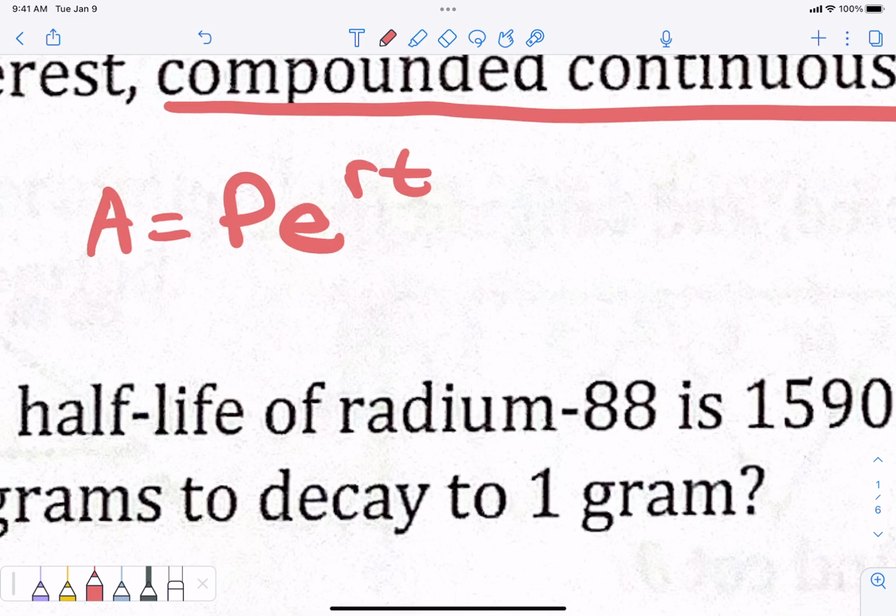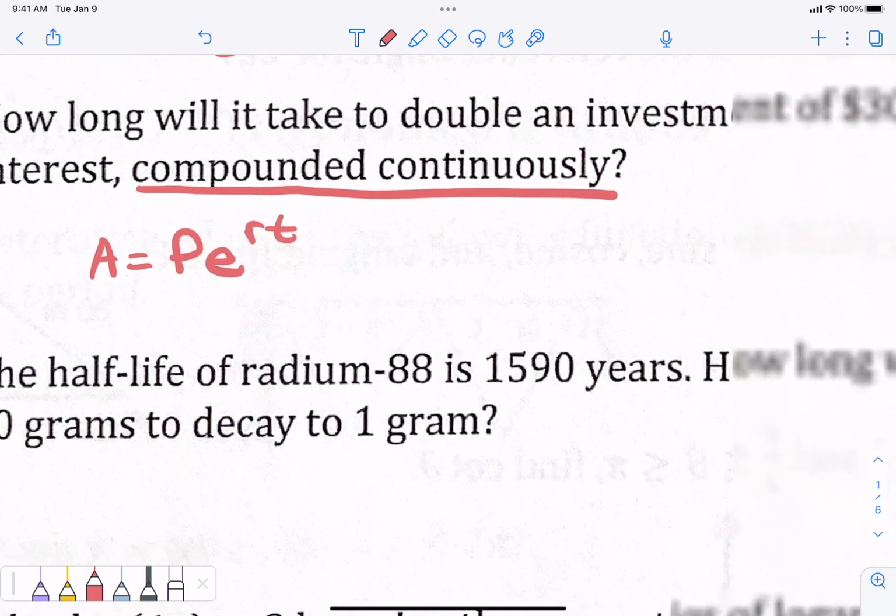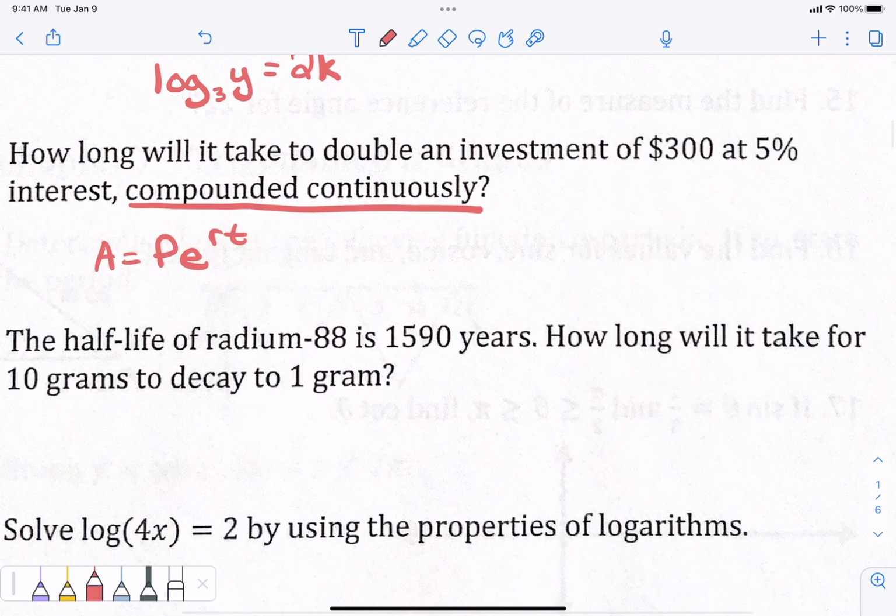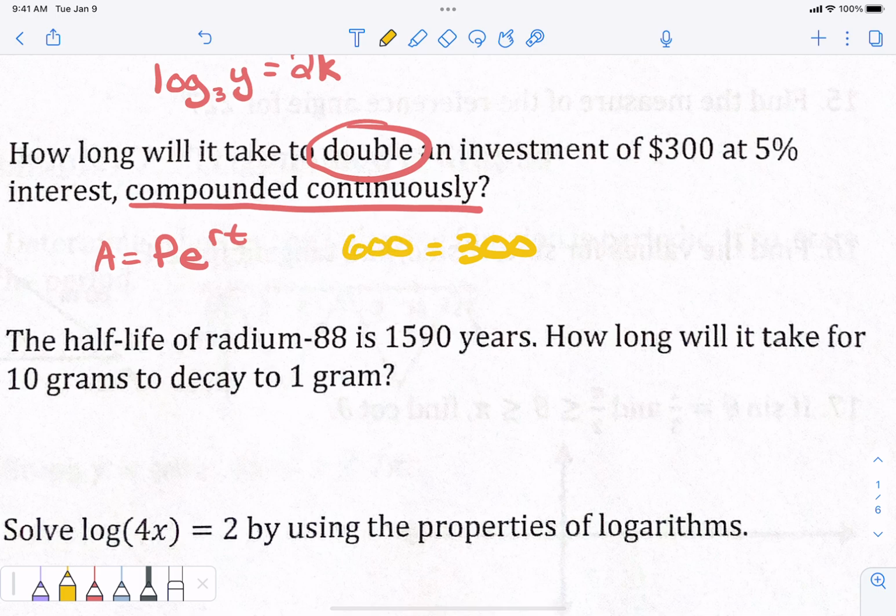E is just a constant. P is the principal. R is rate and T is time, okay? So how long will it take to double an investment of 300? Where does the 300 go? 300 is the P. That's what I'm starting with. If they're saying double, they're really just saying 600, right? They don't tell us that, but they say double, so that means 600.